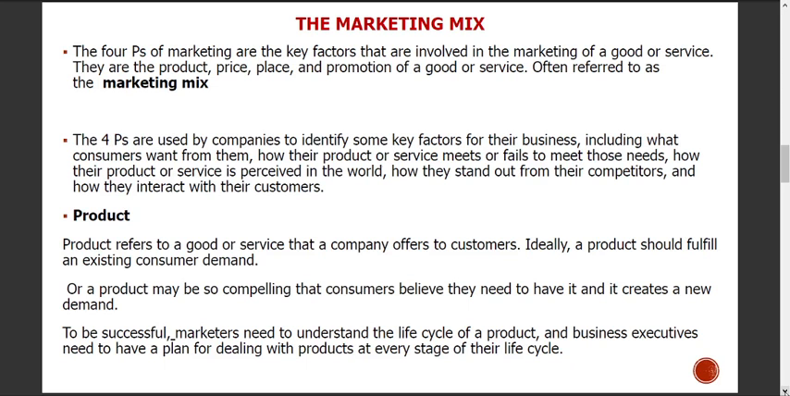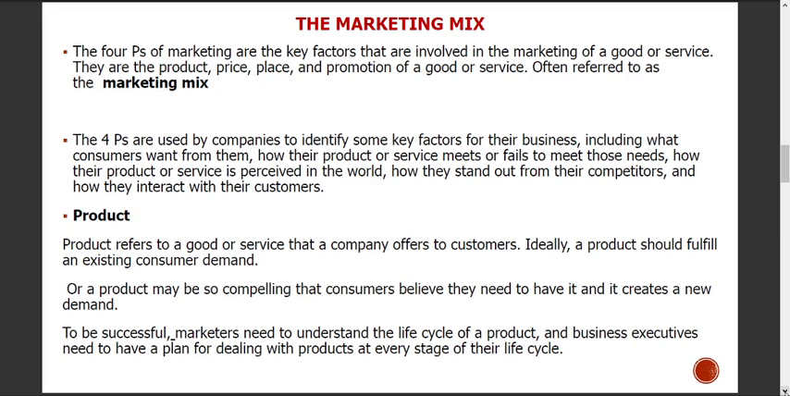Like I mentioned, the marketing mix is all about the 4 P's that are involved in production. So the first P is the product. Here we look at the good or service that we try to offer to the customers, and this should always fulfill the existing customer demands or needs. And customers should always believe that their need will be addressed by your commodity.